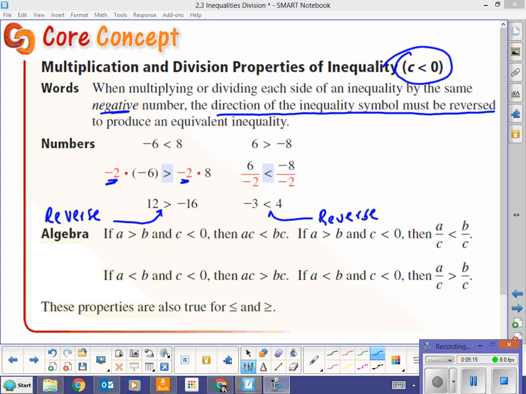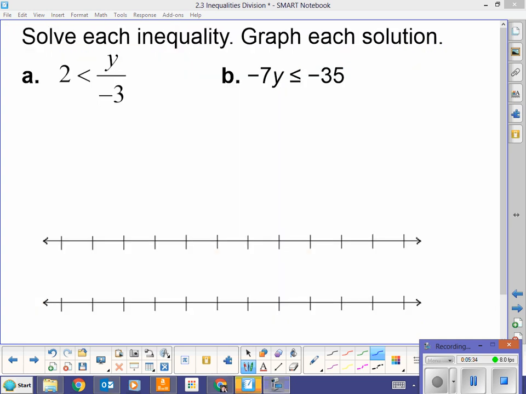That's really the only difference between solving equations and solving inequalities, but it's a huge difference. And students already have a hard time watching their negative signs. And this is one where you really have to watch your negative signs. So let's take a look at a couple examples here.